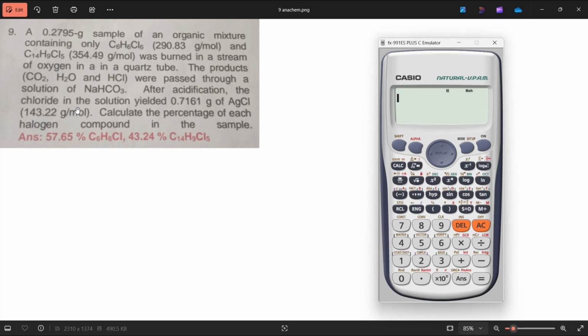There isn't going to be any more confusion as to how you're going to approach the problem, especially since sometimes problems like these have the tendency to confuse people, especially with this section here, the products CO2, H2, HCl were passed through a solution of sodium bicarbonate, blah blah blah, so on and so forth. So I think it's a universal experience, especially for people who are taking this course for the first time, to be confused with these types of problems because there are a lot of things happening all at once.